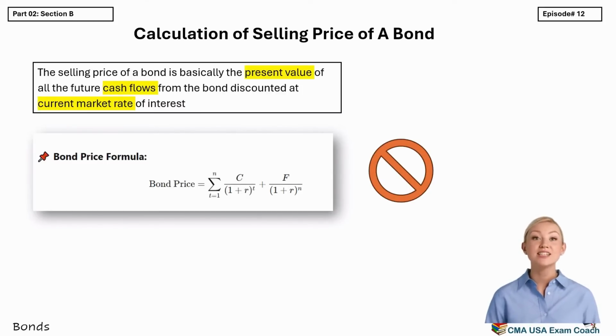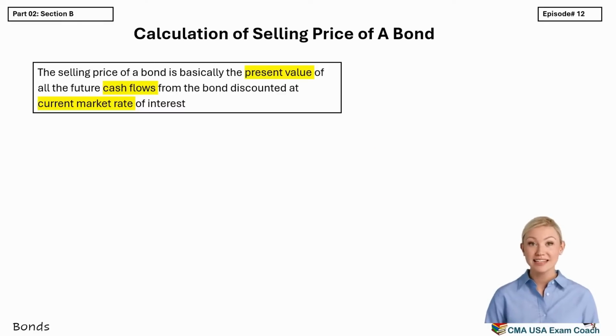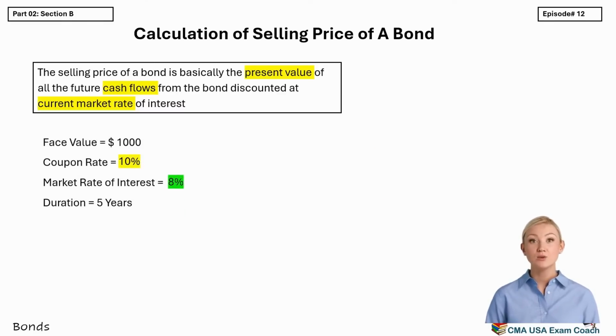Now, let's understand a practical example. Suppose a company issues a bond with the following details. Face value is $1,000. Coupon rate is 10%. Market interest rate is 8%. And the bond term, or duration, is 5 years. So what do these numbers mean? Let's start with the basics.